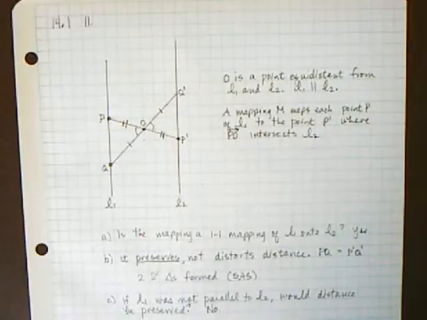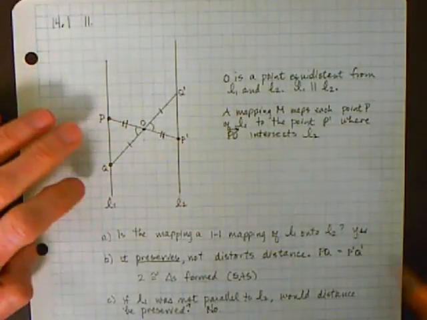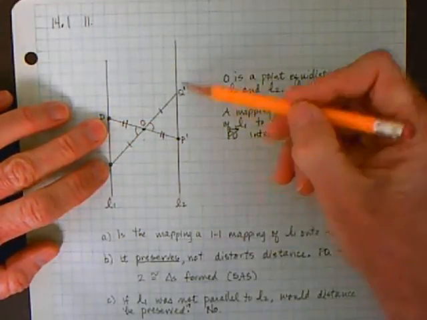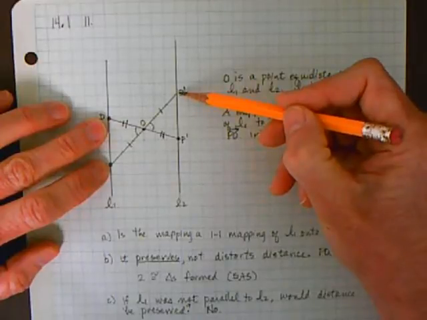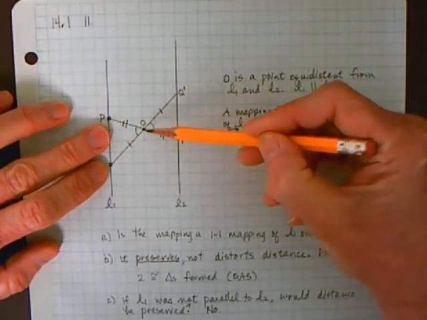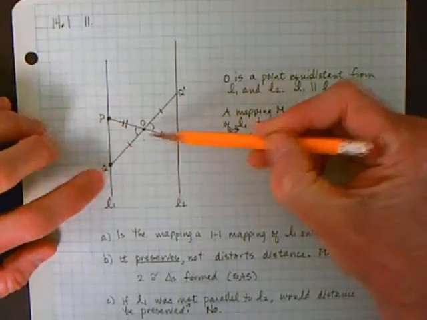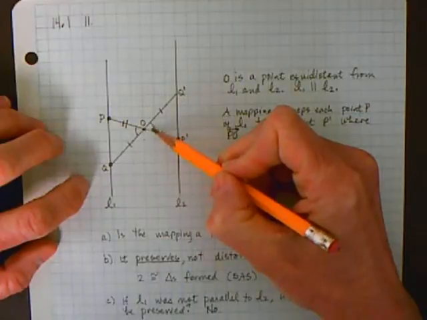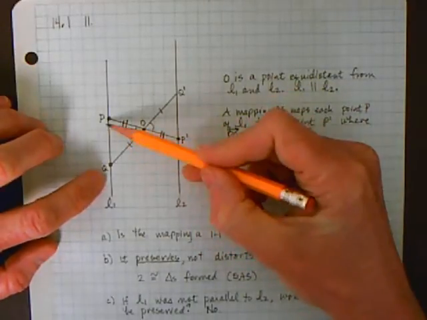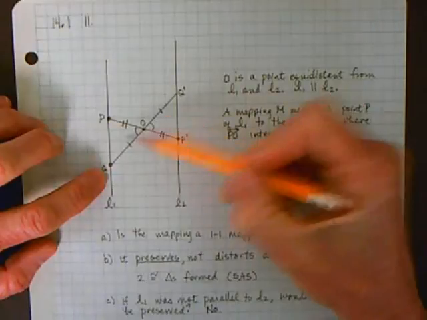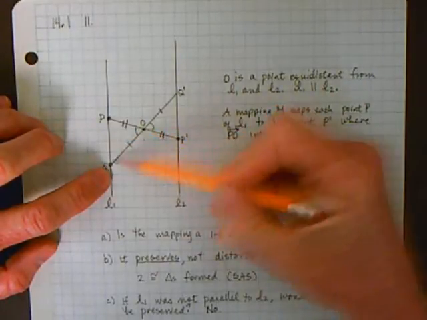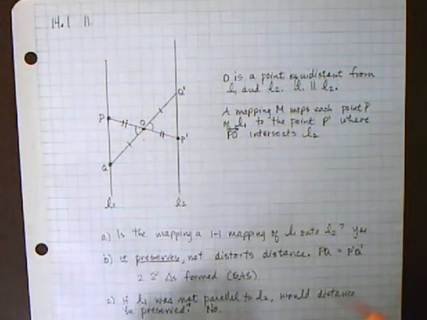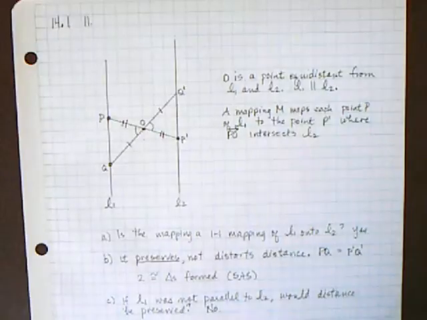Does this mapping preserve or distort distance? In other words, we want to know if PQ is the same distance as P prime Q prime. So if we know that PO and OP prime are both congruent and QO and OQ prime are both congruent, these angles here in the middle are always going to be the same because they're vertical angles. Therefore, these triangles are congruent. Because the triangles are congruent, PQ is going to always be congruent to P prime Q prime. And so it preserves distance. It does not distort distance.